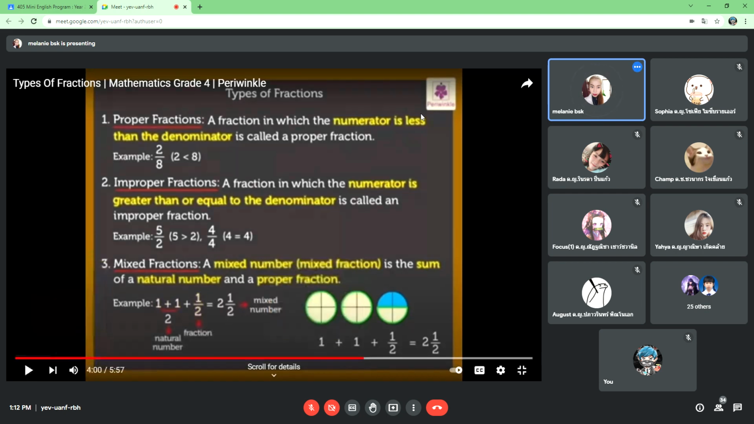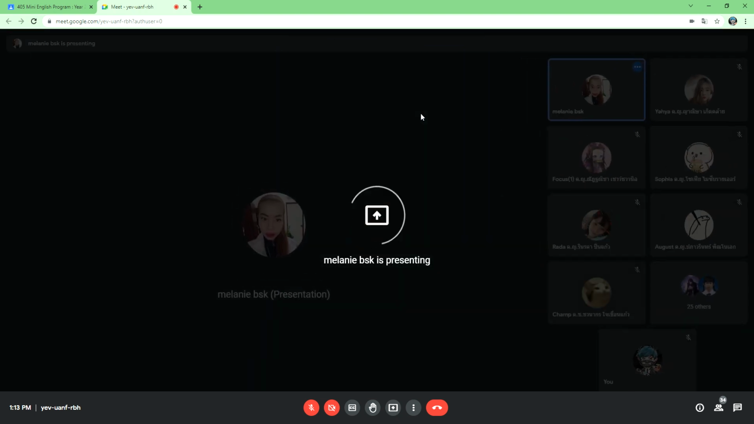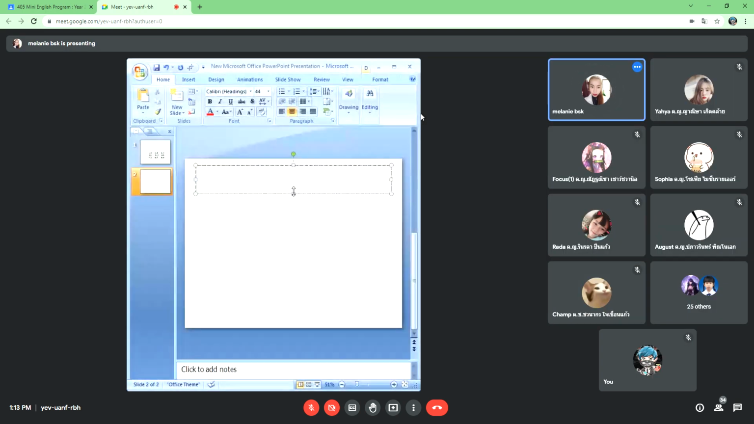Okay, children, so just a moment. Look at this one. So we have the proper fraction in which the numerator is less than the denominator. Okay, so just a moment. I am just going to share my screen. We're going to have an example. A moment, please. Here you go. Can you see my screen?